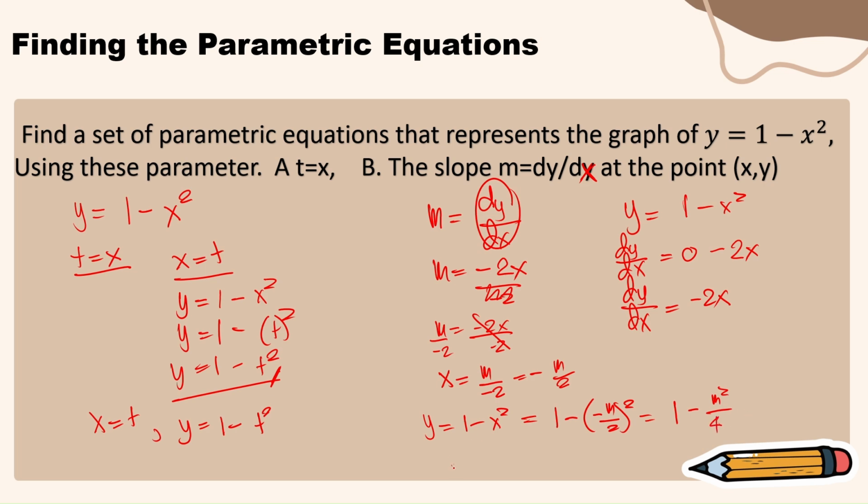So we're going to have our parametric equation in terms of y: 1 minus m squared over 4, and the other parametric equation that we got earlier is x is equal to negative m over 2. So our parametric equations in terms of the parameter m are x is equal to negative m over 2 and y is equal to 1 minus m squared over 4. That is how we change our rectangular equation back to its parametric form.